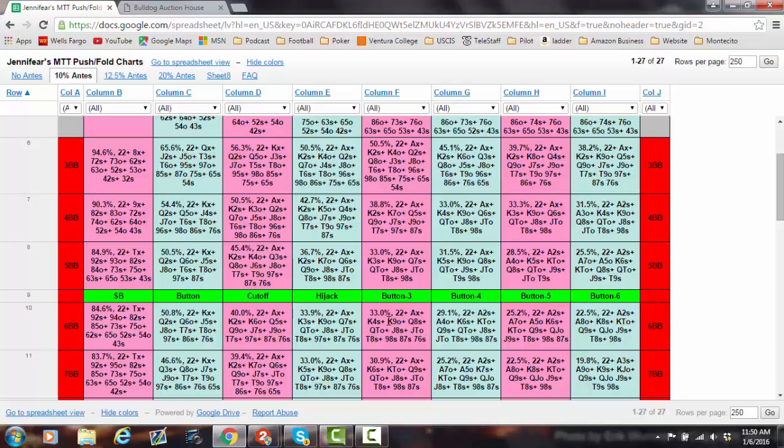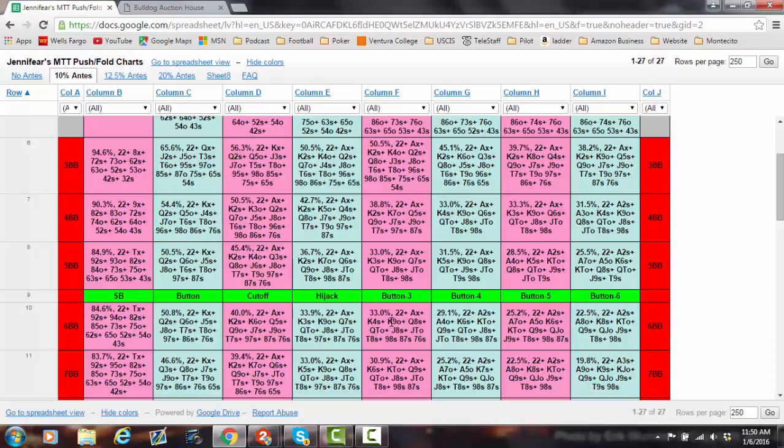Now we can see right here, they start with pairs, then go to aces, kings, queens, jacks, tens and so on. So we go to the king, and we see that King 9 off plus is a shove. That means King 9 offsuited is a shove, King 10 off, King Jack off, King Queen off, and of course, hopefully we're shoving Ace King as well.